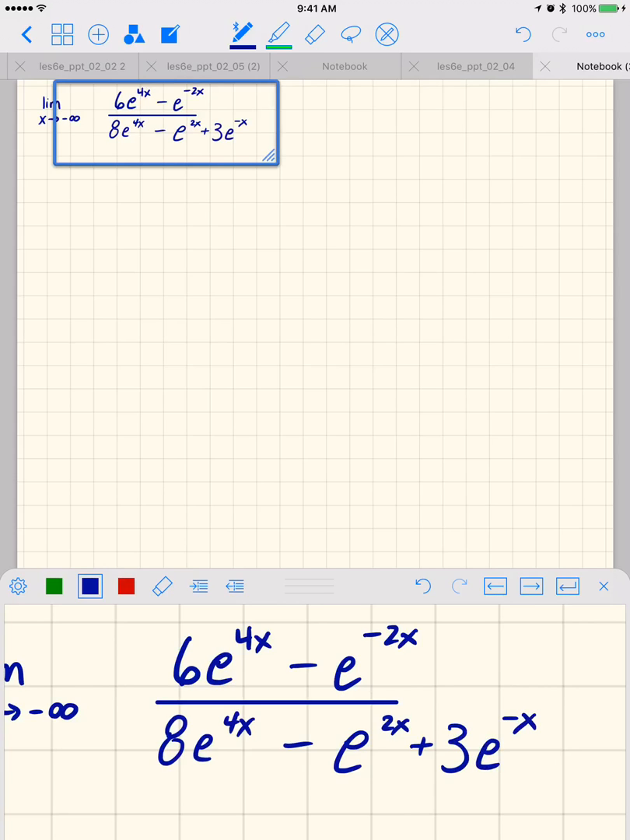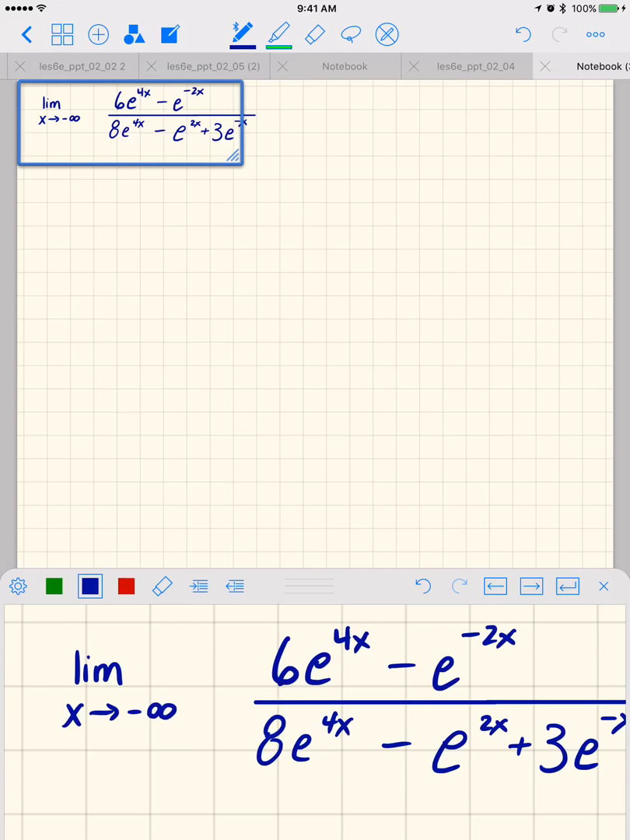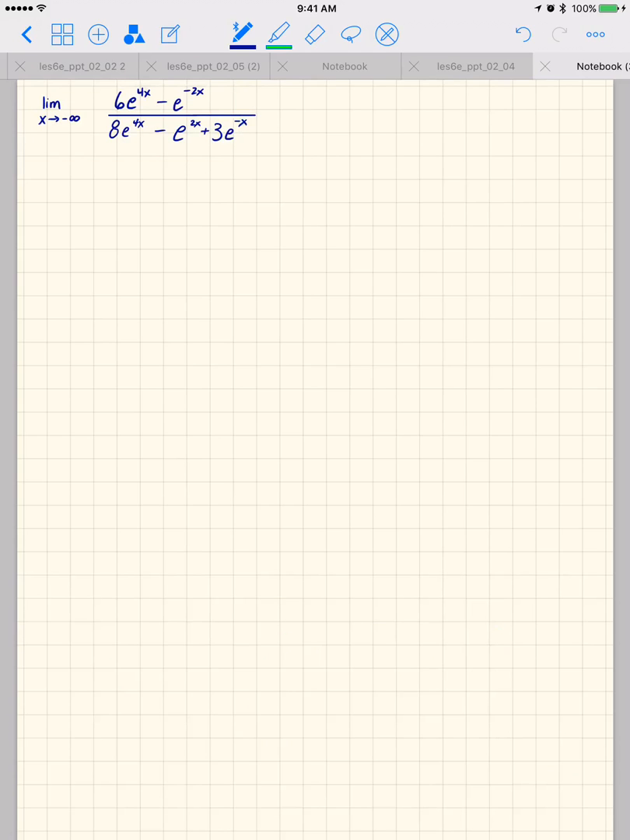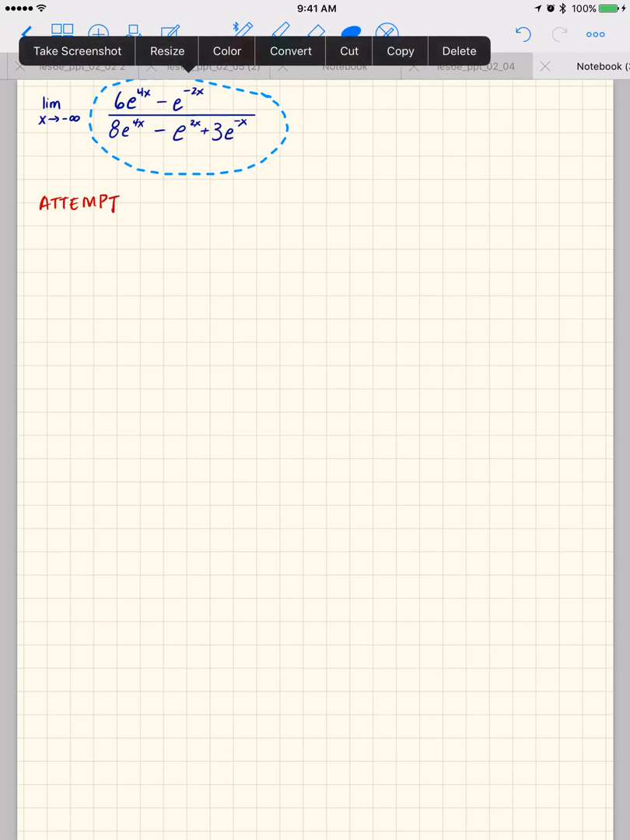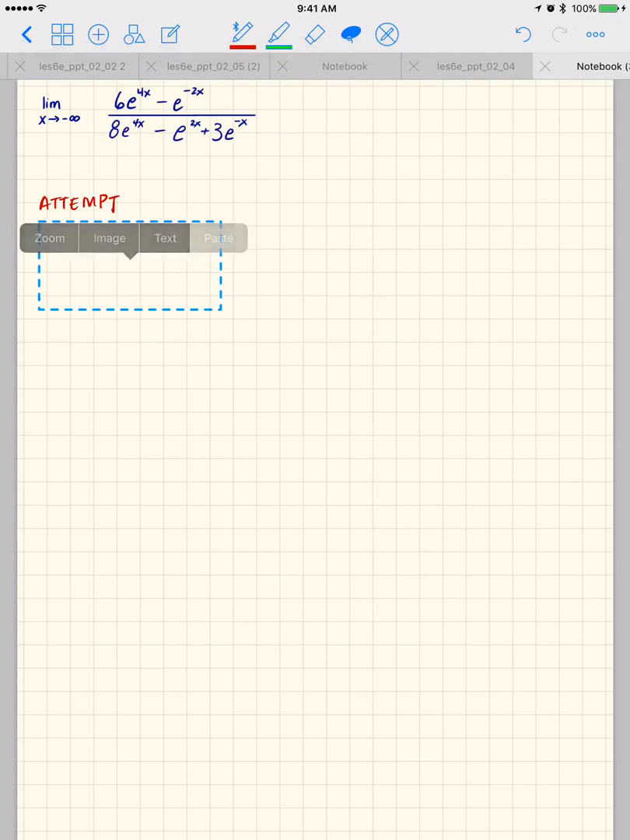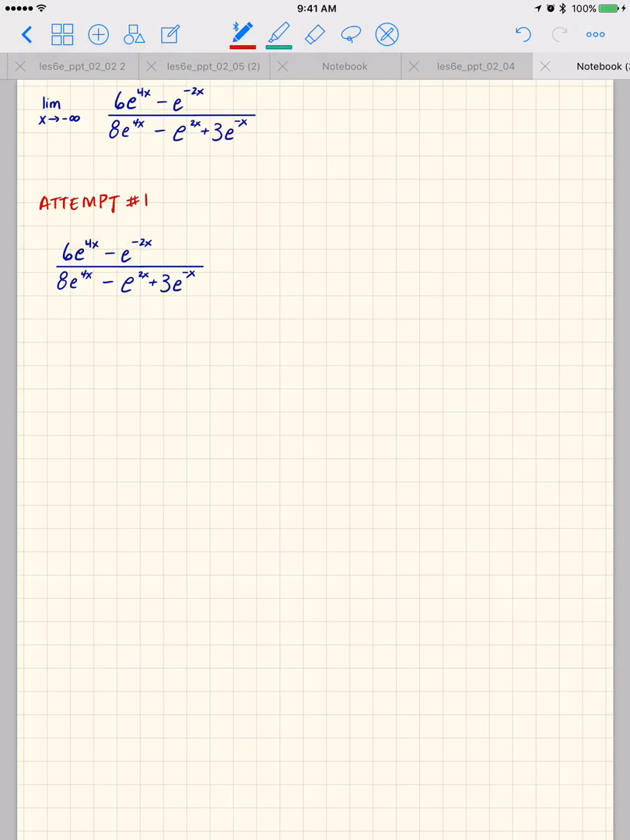Okay. And here you have the limit is going to plus and minus infinity. Right. First I'll do the minus infinity, then I'll do the plus. So how are we going to do this? Well, let's see here. So we'll do a couple of attempts. So the first attempt is going to be like so. That'll be attempt number 1.